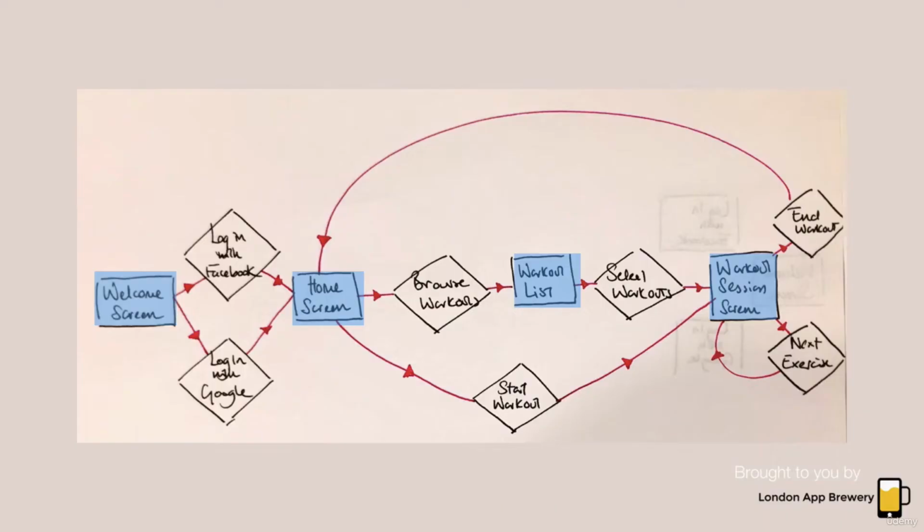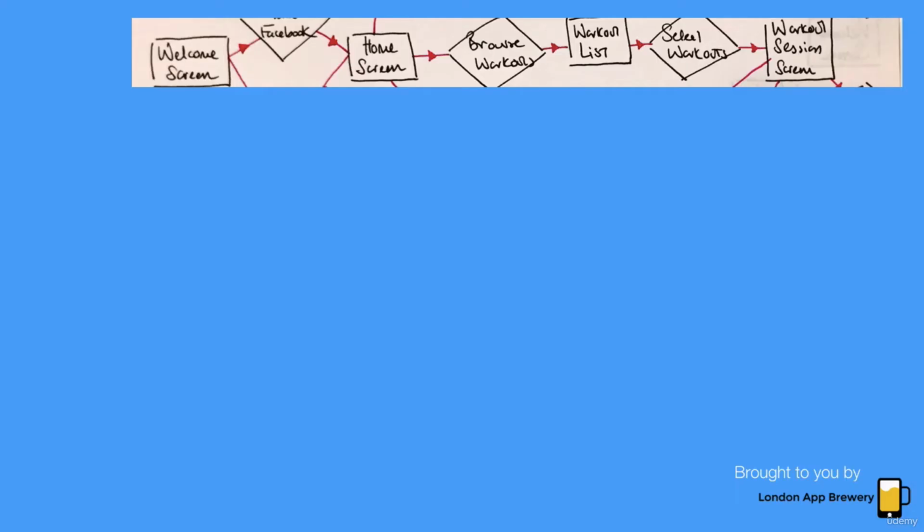Now, what we're going to do is take our user flow diagram that we created in the last module, and we are going to convert all of the screens. Remember that screens are represented in user flow diagrams by rectangles. So we're going to take all of these screens and turn them into wireframes. Let me show you how I've done it for this example workout app.